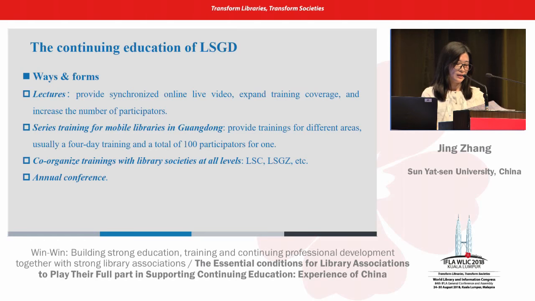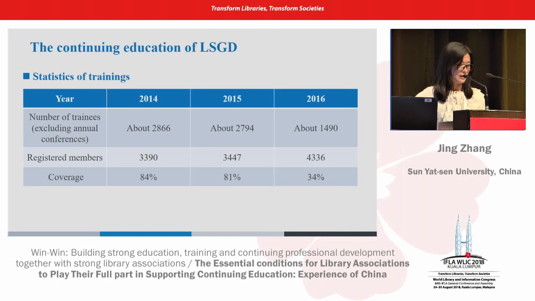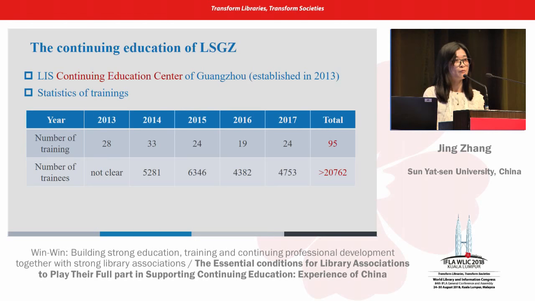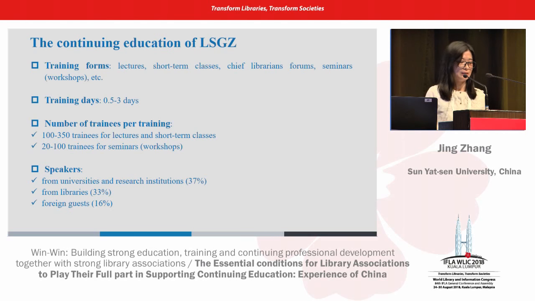In our paper, we talk about the continuing education of the Library Society of Guangdong Province, its ways, funds and some statistics, and also the situation of the Library Society of Guangzhou City. It established a continuing education center in 2013 to be responsible for all the continuing education in Guangzhou City. In the past 5 years, 95 trainings have been organized with more than 20,000 trainees attending. The training forms are diverse: lectures, short-term classes, chief librarians' forums and seminars, lasting from half a day to 3 days, with speakers from different backgrounds.